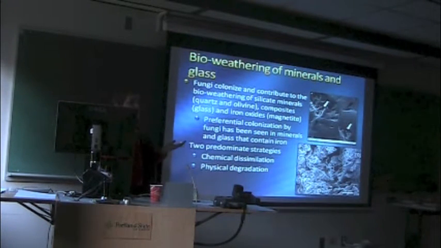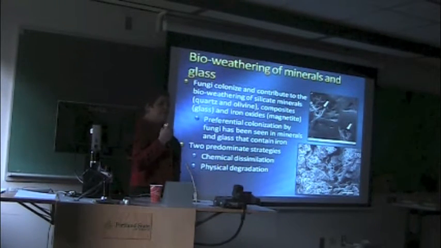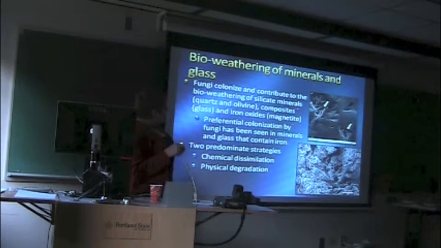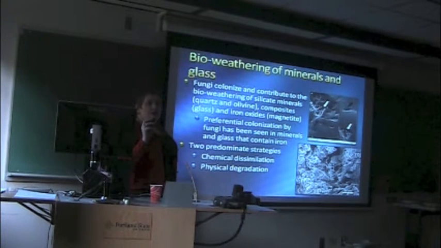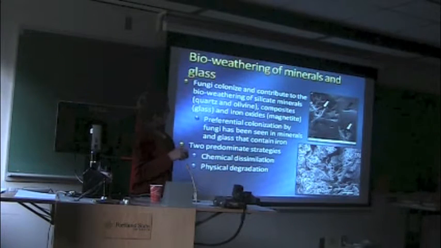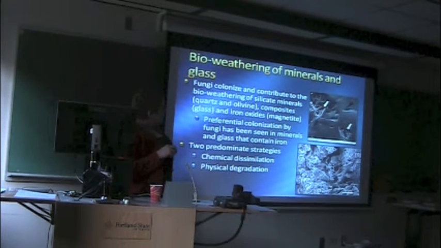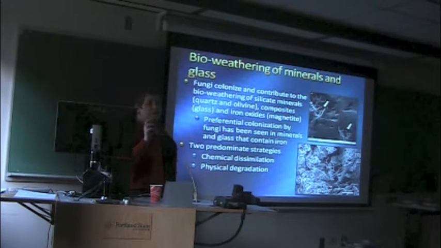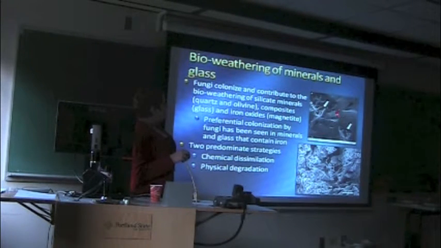So because they do excrete these organic acids, one of the things that they're involved in is bioweathering of minerals and glass. So they'll colonize silicate minerals, so think quartz and olivine, composite minerals like glass, and iron oxides. So they actually have seen preferential colonization on minerals and materials that contain iron. The upper picture here is a quartz crystal. The black arrows are indicating what you would see in a typical weathering pattern that's not bioweathering. So this would be nicks, environmental causes. The white arrows here are indicating areas of bioweathering. So they look quite distinct and different from abiotic weathering.